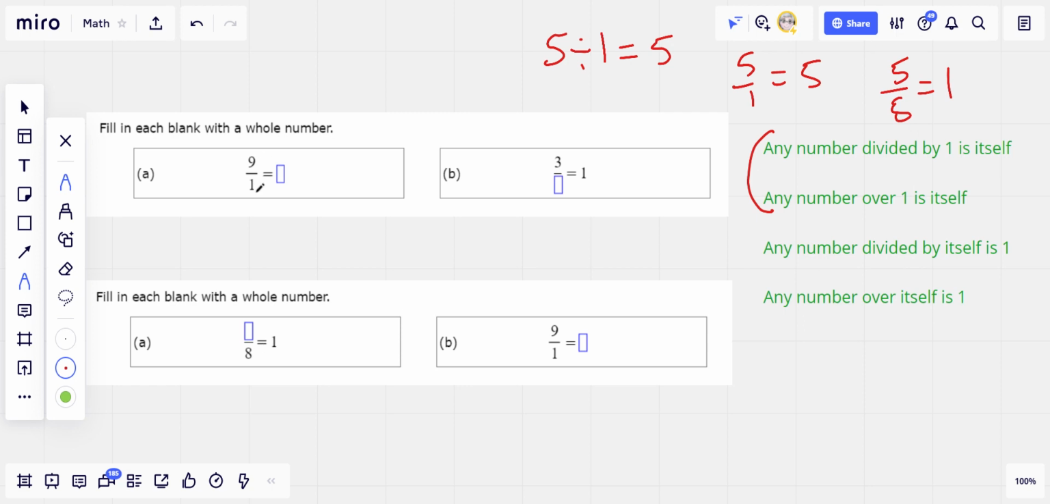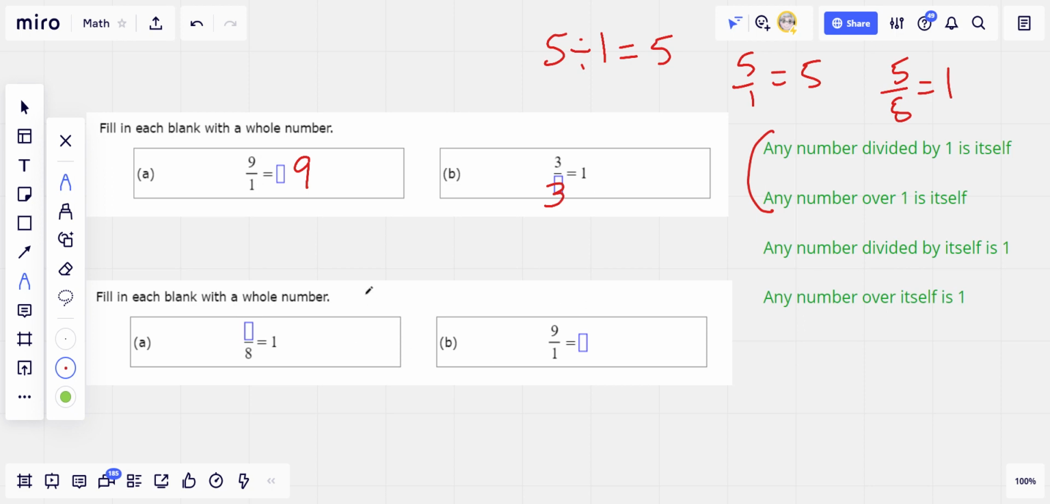So 9 divided by 1, well, any number divided by 1 is still itself, so this is 9. And 3 over what equals 1? So this is that second rule. Any number divided by itself is 1, so this has to be a 3 on the bottom. 3 divided by 3, 3 over 3 equals 1.